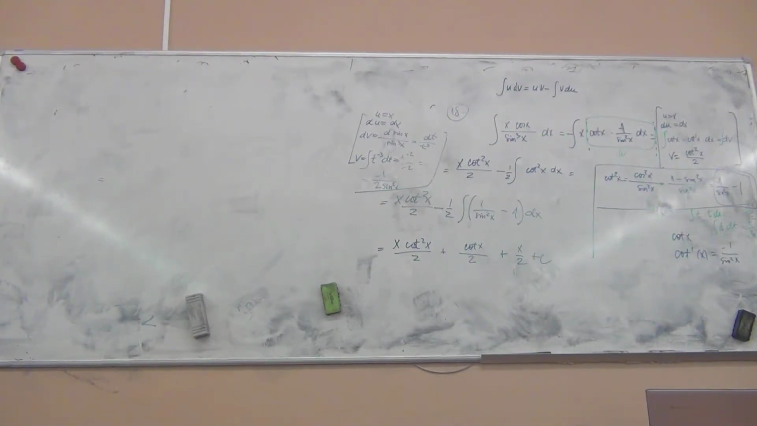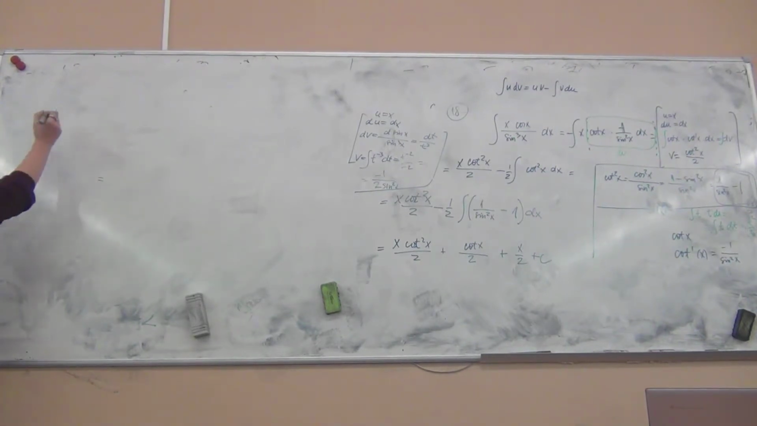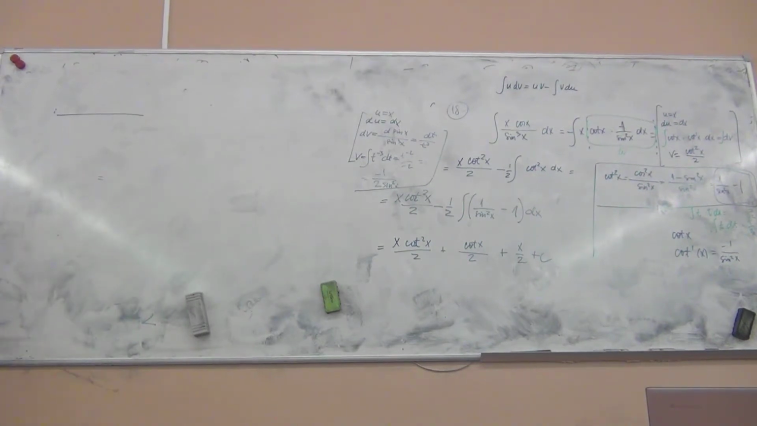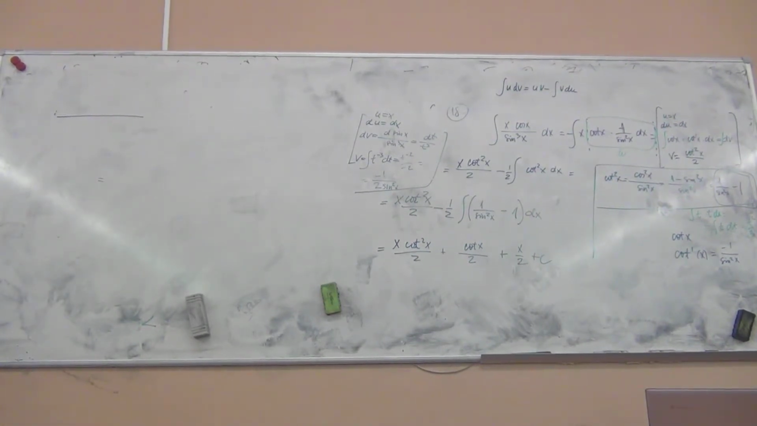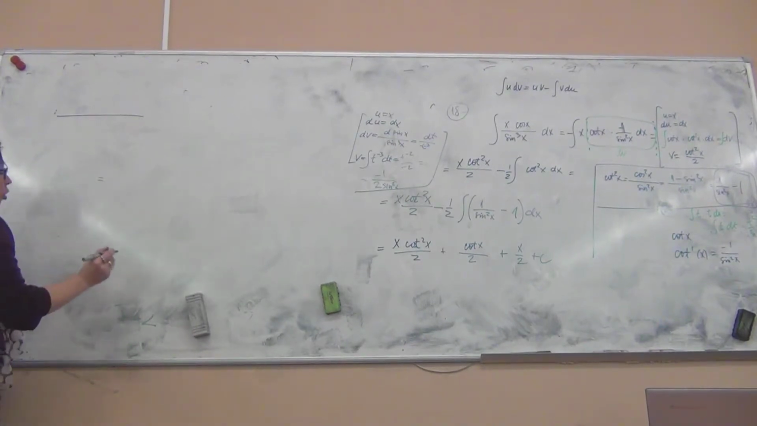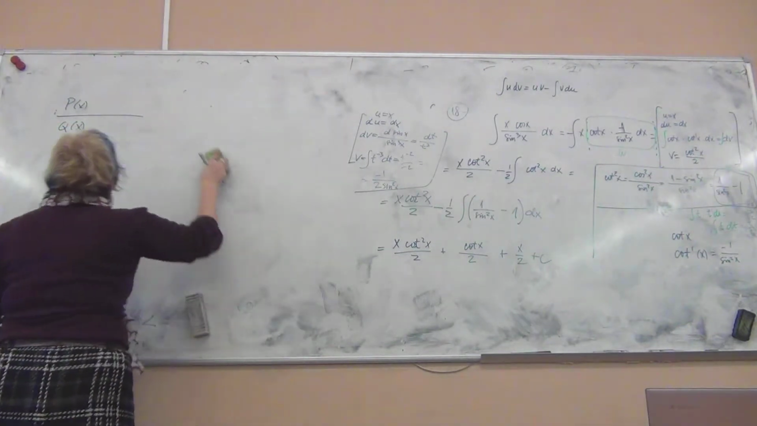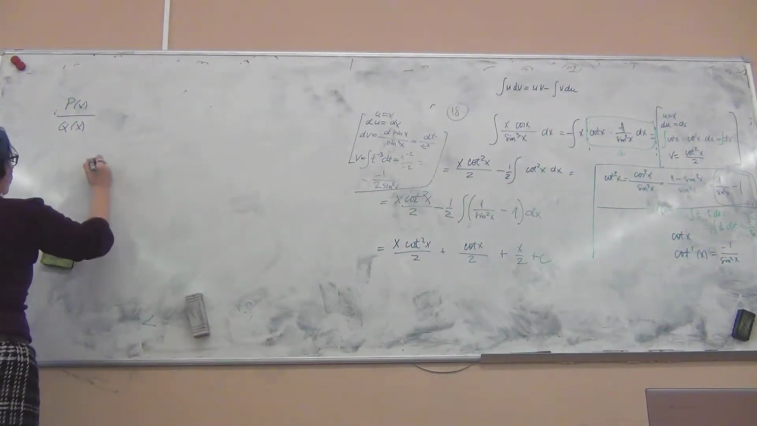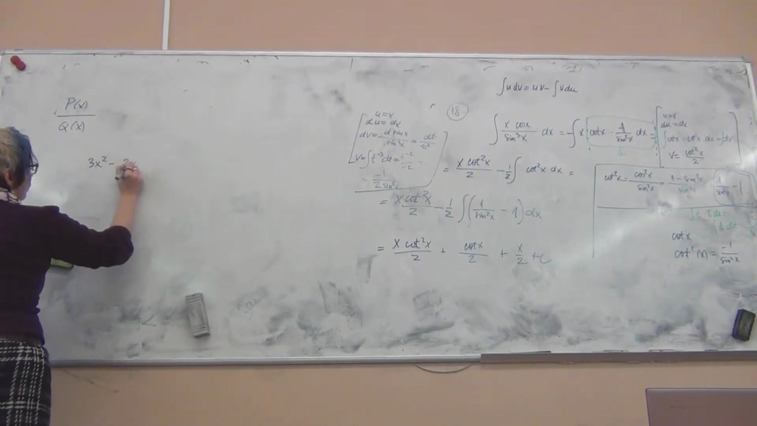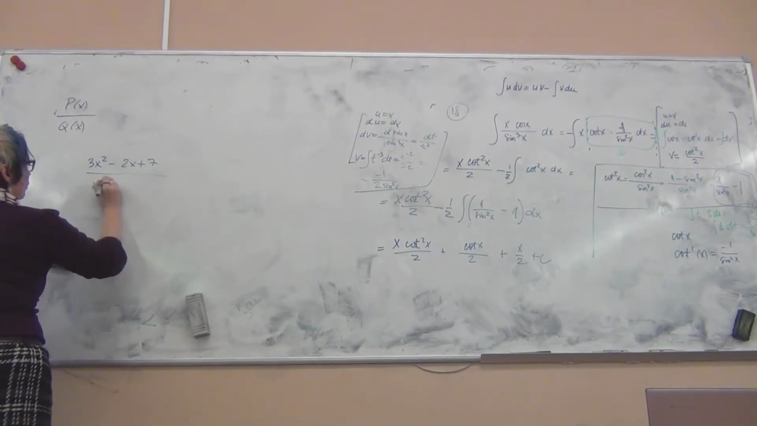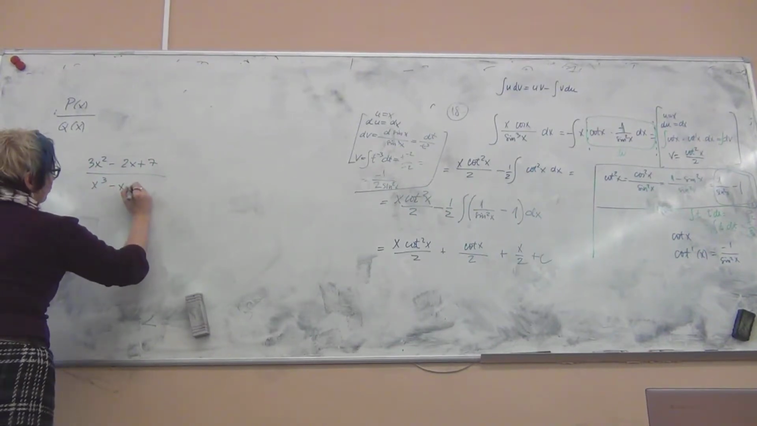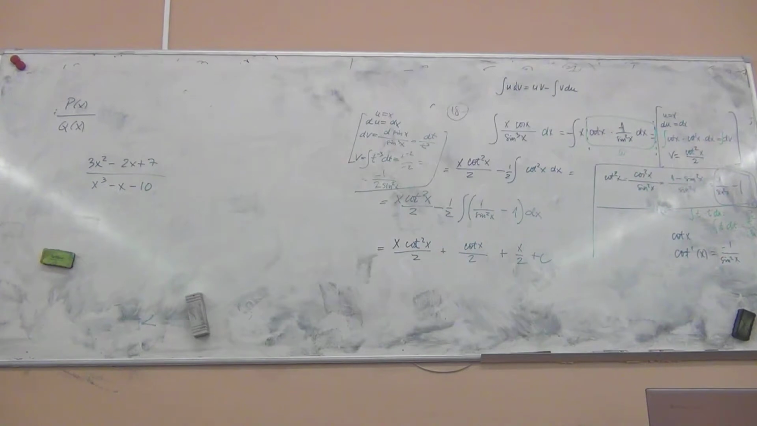What is a rational function? A rational function is a function in the form of an algebraic fraction or ratio of 2 polynomials. So it will be polynomial, let's say p of x divided by the polynomial q of x. A rational function. For example, 3x squared minus 2x plus 7 over x cubed minus x minus 10, something like this. The ratio of 2 polynomials. That's what a rational function is. A rational function is the ratio of 2 polynomials.